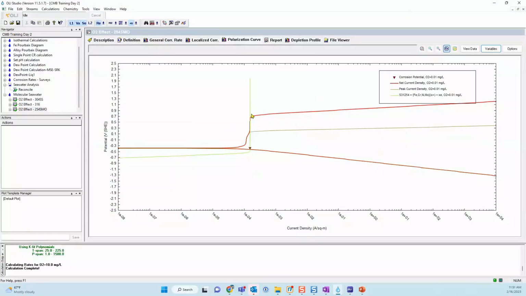So your question was why the peak current density doesn't match the net current density? Yeah, I was just thinking it matches at some point and then it diverges at the end region, I guess. So the peak current density is calculated in a different way. There is a different algorithm for the peak current density.